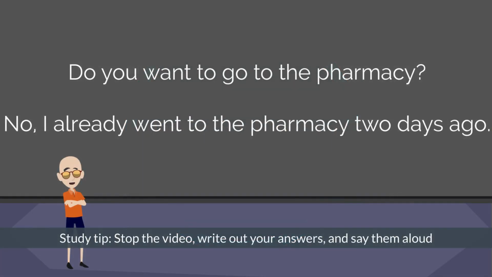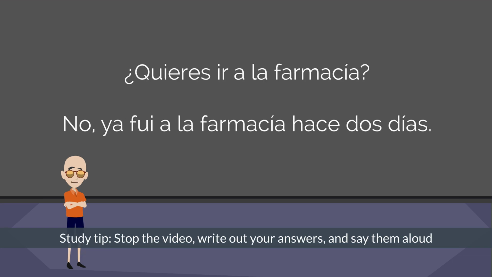Do you want to try some on your own? See if you can translate these two English sentences. Do you want to go to the pharmacy? And no, I already went to the pharmacy 2 days ago. Did I throw you off with that first one because I didn't conjugate the verb to go? Remember, all of the lessons build on previous lessons, so you may see any of that material at any time. You should have ¿Quieres ir a la farmacia? And no, ya fui a la farmacia hace 2 días.